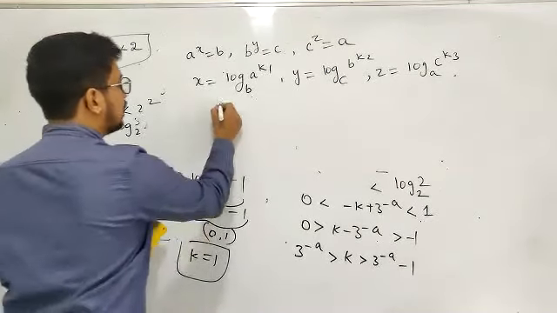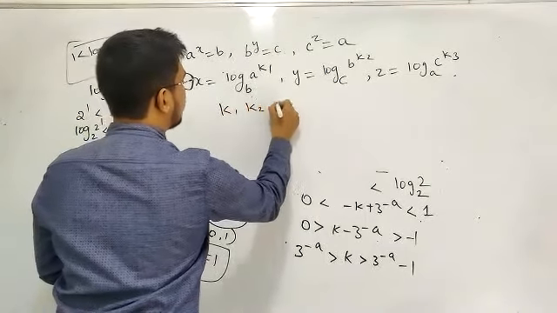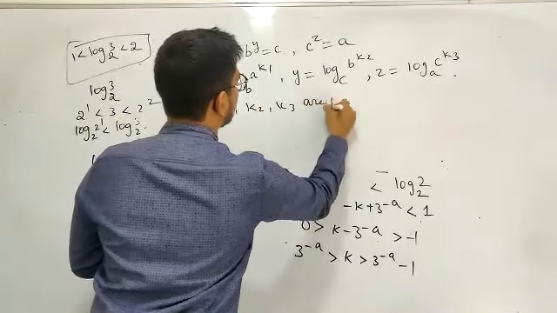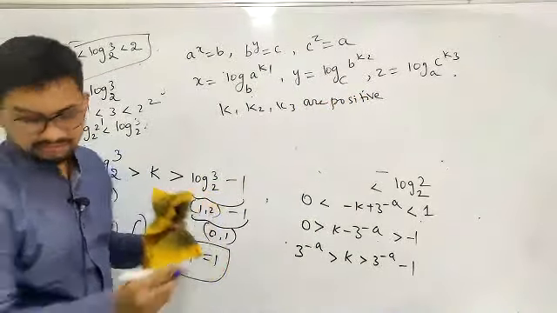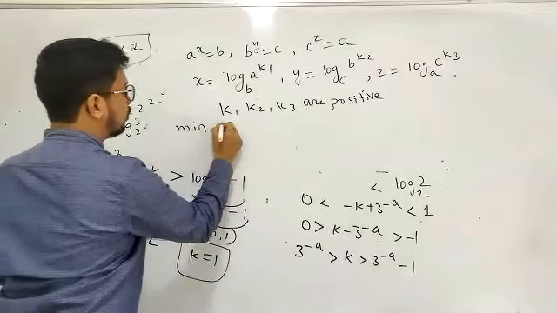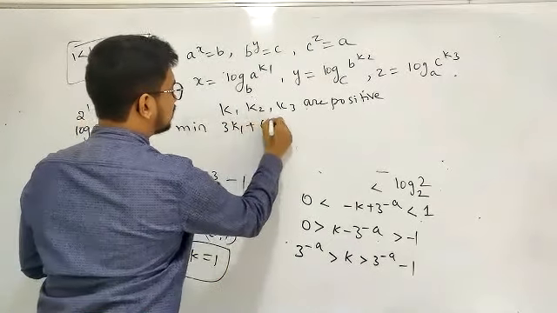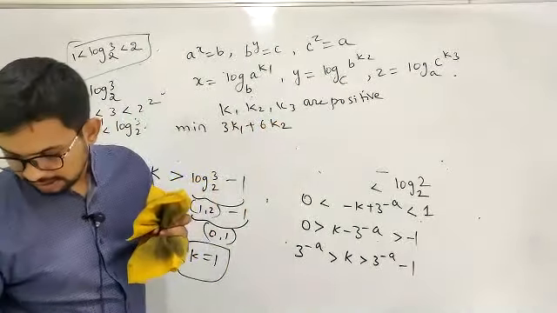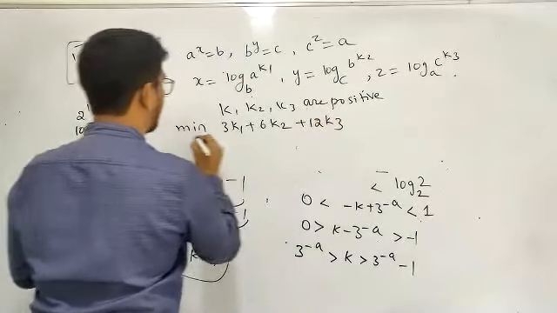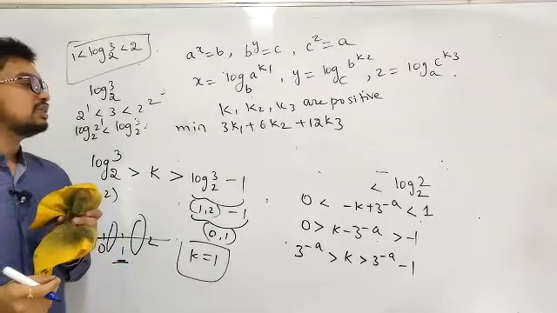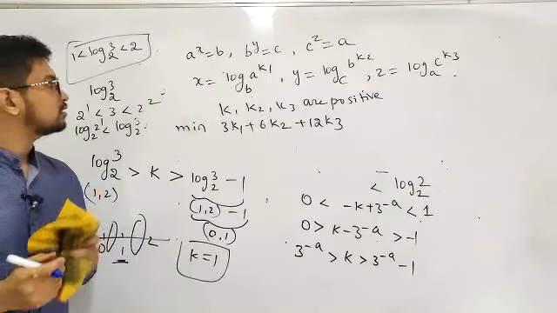Where k1, k2, k3 are positive. Then find the minimum value of 3k1 plus 6k2 plus 12k3.